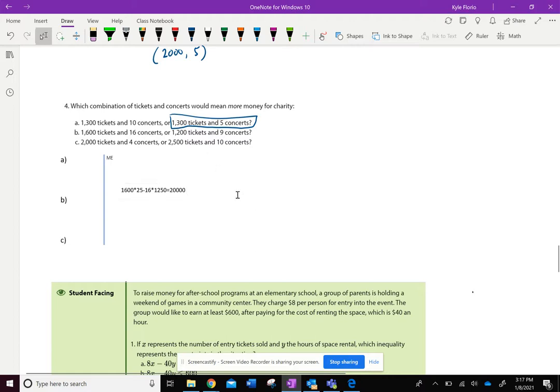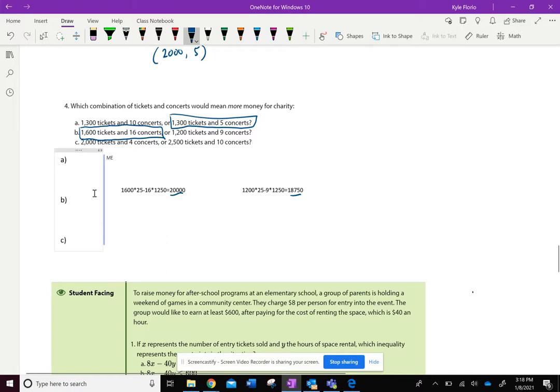But if I sold 1,200 tickets at $25 each, subtracting out the cost of the 9 concerts at $1,250 each, that would be 18,750. So this one's going to make more money than that one. Although I'm spending more money on concerts, I'm selling a lot more tickets, and so I'm going to make more money that way.